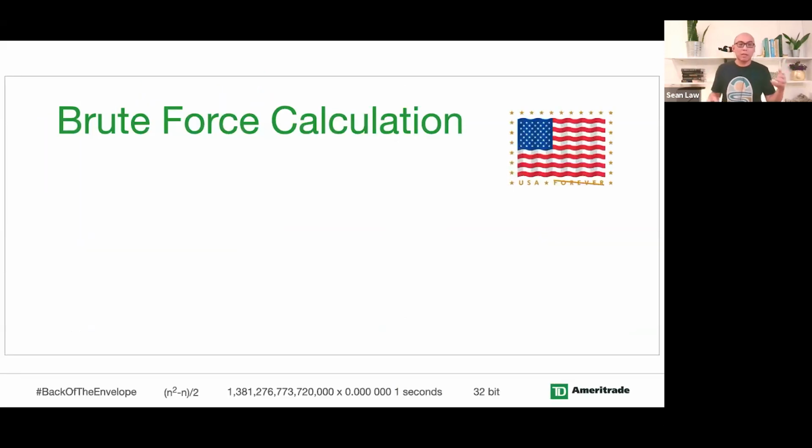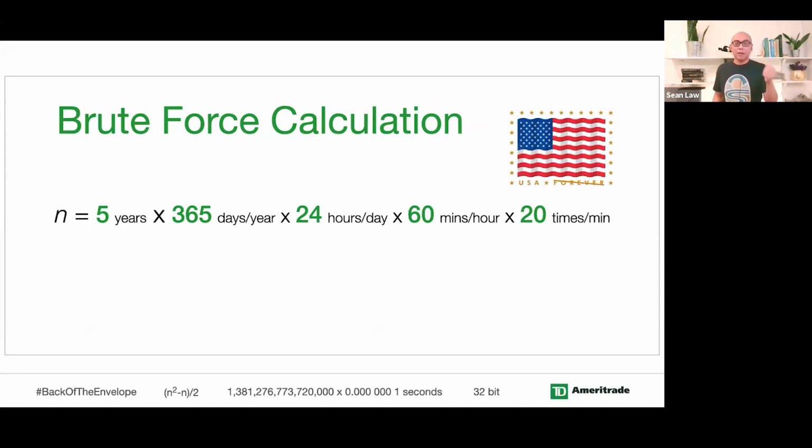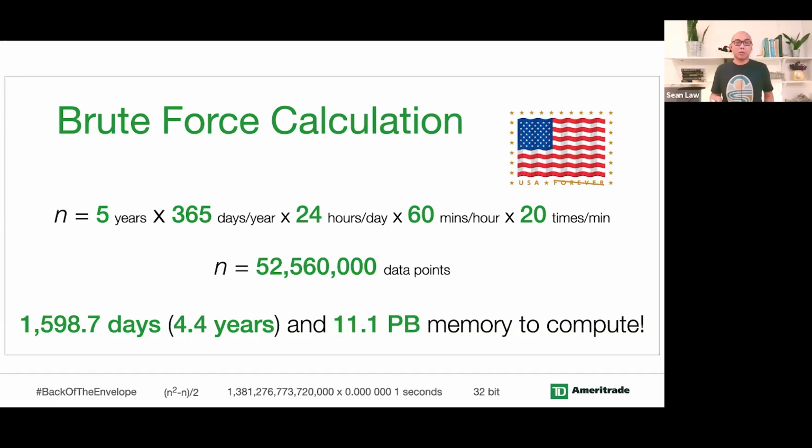To put it into perspective, this is a back of the envelope calculation. Imagine if you had an IoT sensor that was collecting data for 5 years, 365 days a year, 24 hours a day, 60 minutes every hour, 20 times a minute. This means that for 5 years straight, your sensor is collecting data every 3 seconds. In total, your data set would contain 52 million data points. If you were to take this time series data and perform a brute force calculation to compute this distance matrix, it would take roughly 4.4 years to compute on modest hardware, and about 11 petabytes of memory to store. I don't know about you, but I don't have 4.4 years to wait, right?